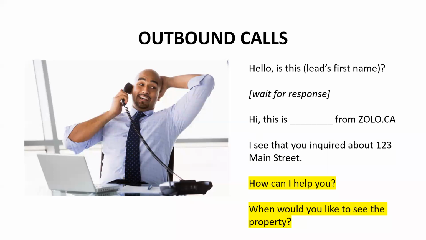So calling them back, introduce yourself as an agent from Zolo.ca. I find that if you say Zolo Realty, they don't know that as well as they know Zolo.ca. Then remind them, I see that you inquired about 123 Main Street. How can I help you? Have that conversation, find out what they're looking for, and ask them those pre-qualifying questions. If you determine that yes, in fact, they are qualified, ask when they would like to see the property. So you're converting that call to a showing.